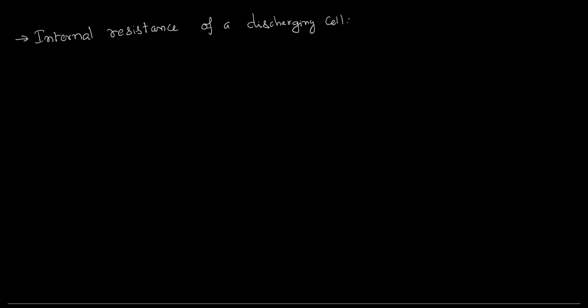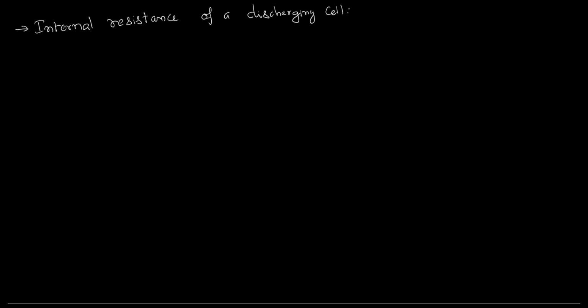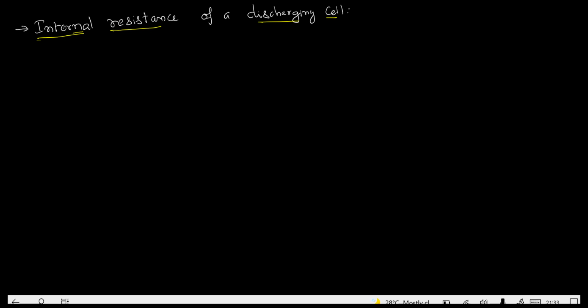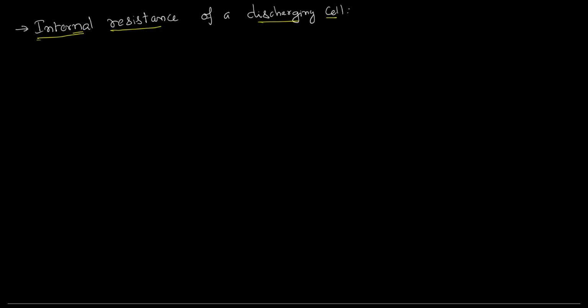Here in this video, I would like to derive an equation for the internal resistance of a discharging cell. You know, a cell has a certain EMF which is represented like this, with a positive plate of a battery and a negative plate of a battery. It is now connected to an external resistance, and this cell helps push the charges because of its energy.